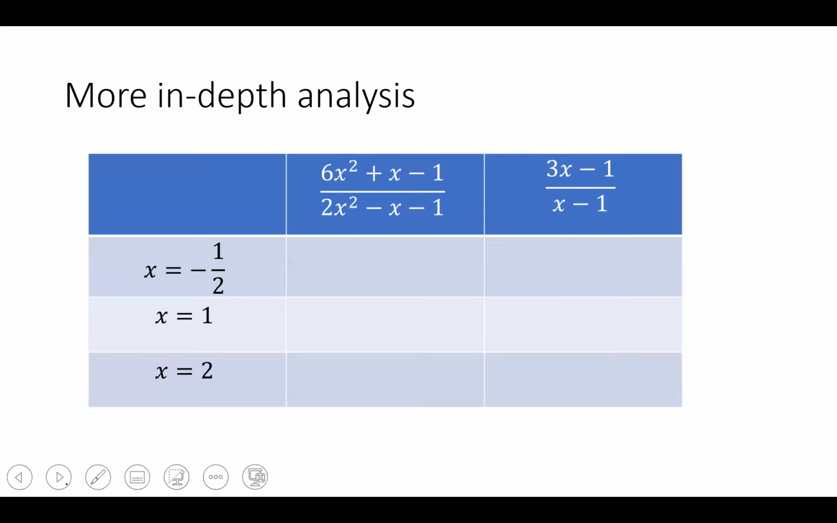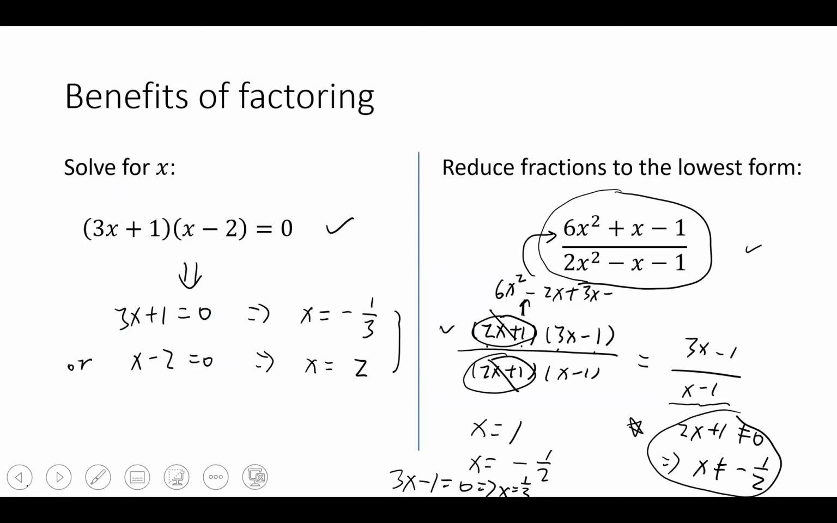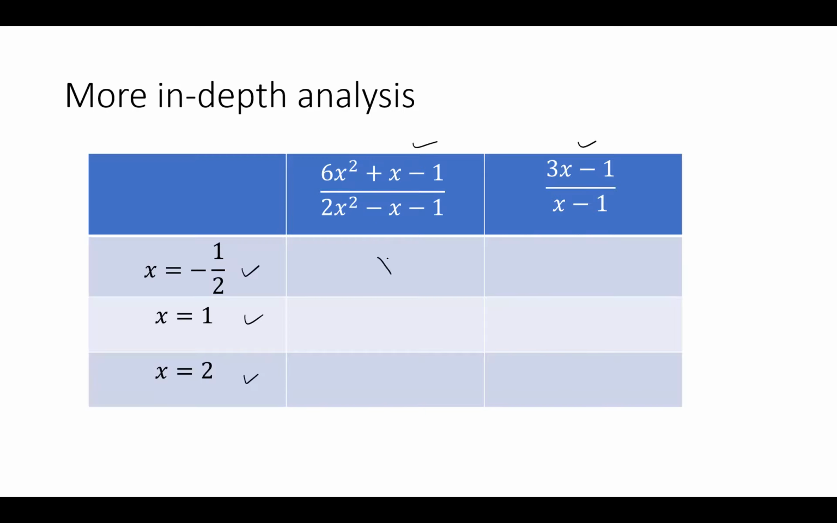So now we just take negative 1 over 2, 1, and also another value to see what are the results of these two expressions. This is the original form, this is the simplified form. So if we plug in x equals negative 1 over 2, then we know that x cannot be negative 1 over 2, right? So this will get an error, so we cannot proceed like this. That means if we take x equals negative 1 over 2, there will be an error in the calculation, right?